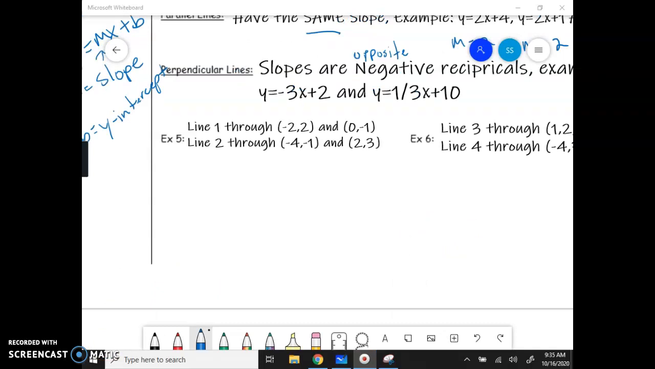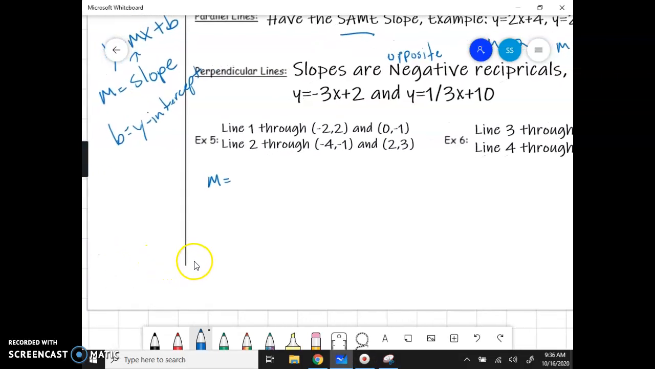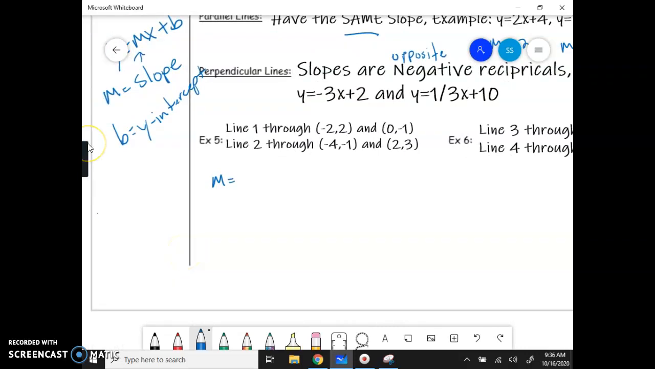Okay, there we go. Line 1 goes through the points (-2, 2) and (0, -1), and line 2 goes through the points (-4, -1) and (2, 3). What we need to do is find the slope for both of these, using the equation that we had yesterday. Maybe I'll rewrite this out again here: m = (y2 - y1)/(x2 - x1).